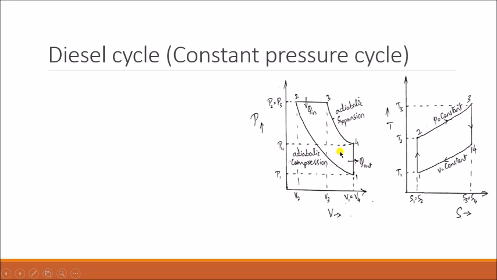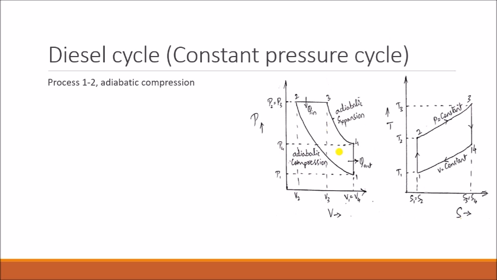This diesel cycle resembles exactly your diesel engine. All these four processes take place in your diesel engine, and that same cycle has been proposed here. We'll see the processes one by one.